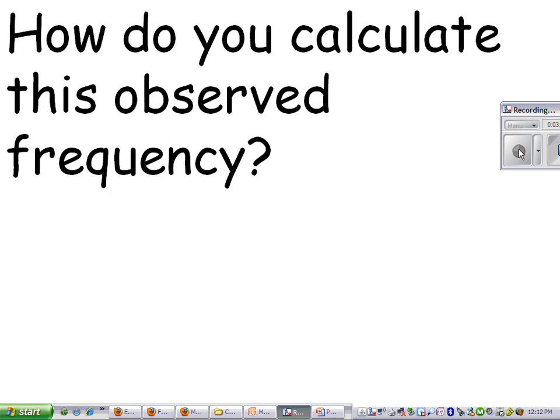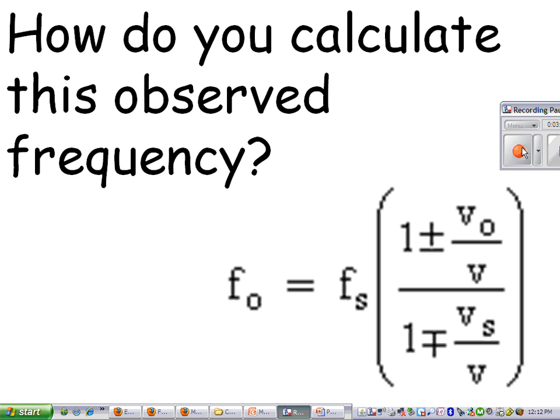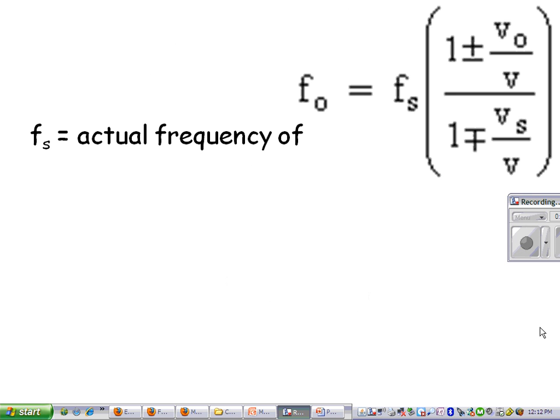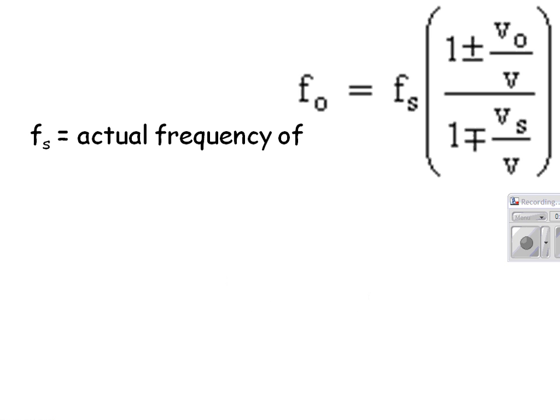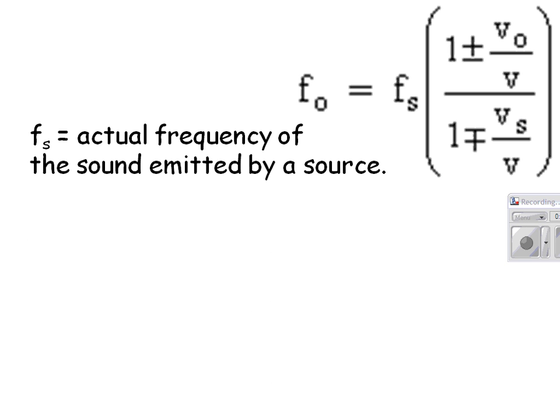Now we want to learn how we calculate this observed frequency. Sometimes we'll be calculating the actual frequency, but what typically happens is you have to find out how to calculate the observed frequency of this sound, what you're hearing. And here's our equation. F sub O is the observed frequency. F sub S is the frequency of the source. So F sub S is the actual frequency of the sound emitted by a source.